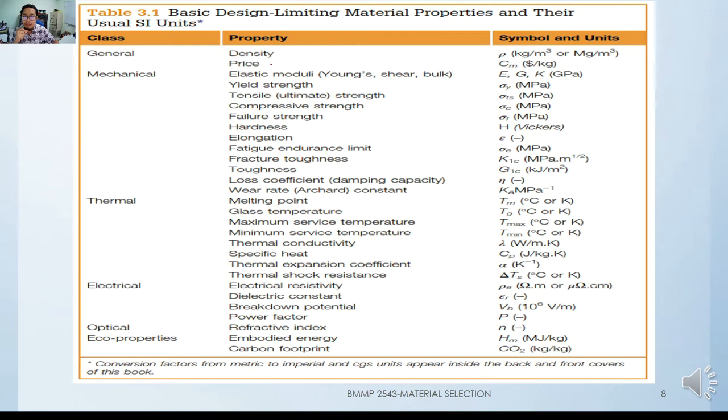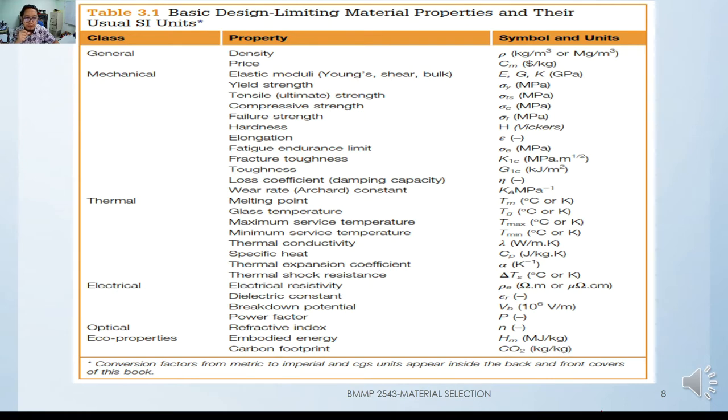when we tabulate all that information. We have general information like density and price, and mechanical properties of the material, thermal properties of the material, electrical, optical, and also eco properties.